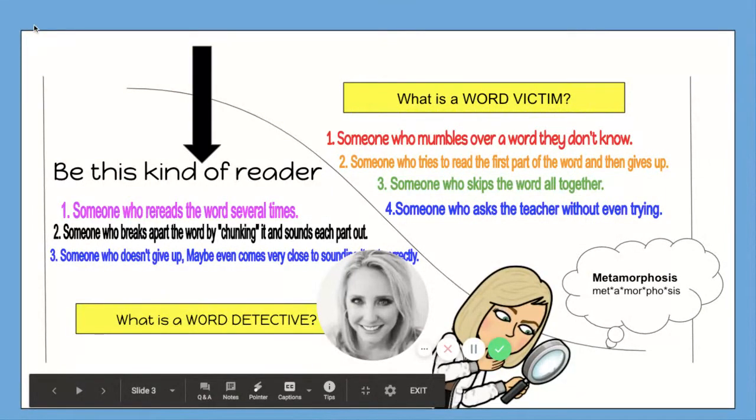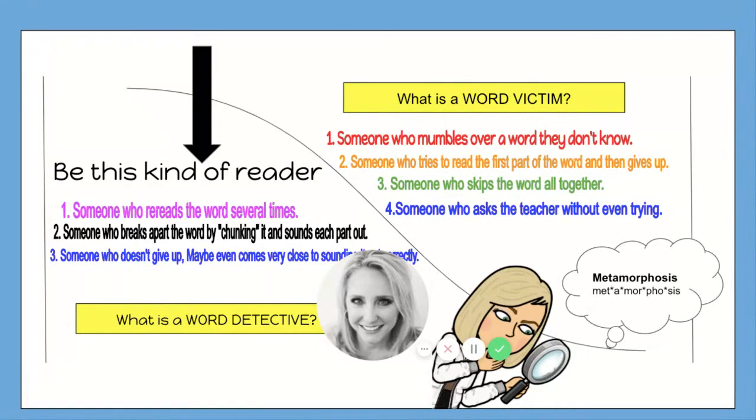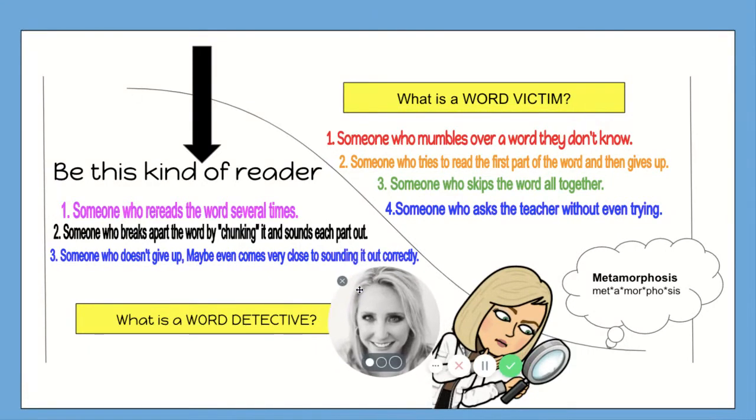Okay, so what is a word victim and what do they behave like? And what is a word detective and how do they behave? So we're going to go over this slide and we're going to start with what a word victim is. This is sort of like the I don't really want you being like this side of the slide. We've all been there. We've all mumbled over a word, hoping that our teacher wouldn't go, what did you say? Right?